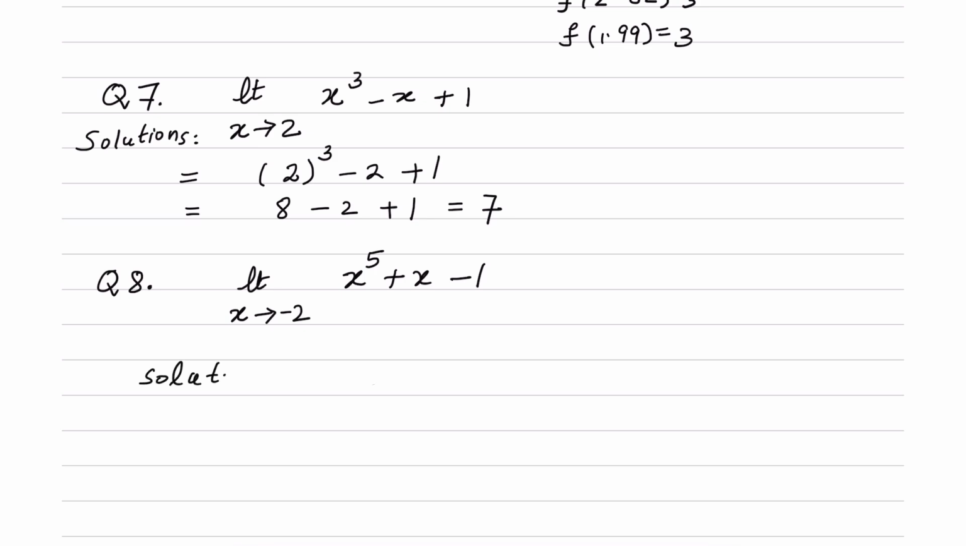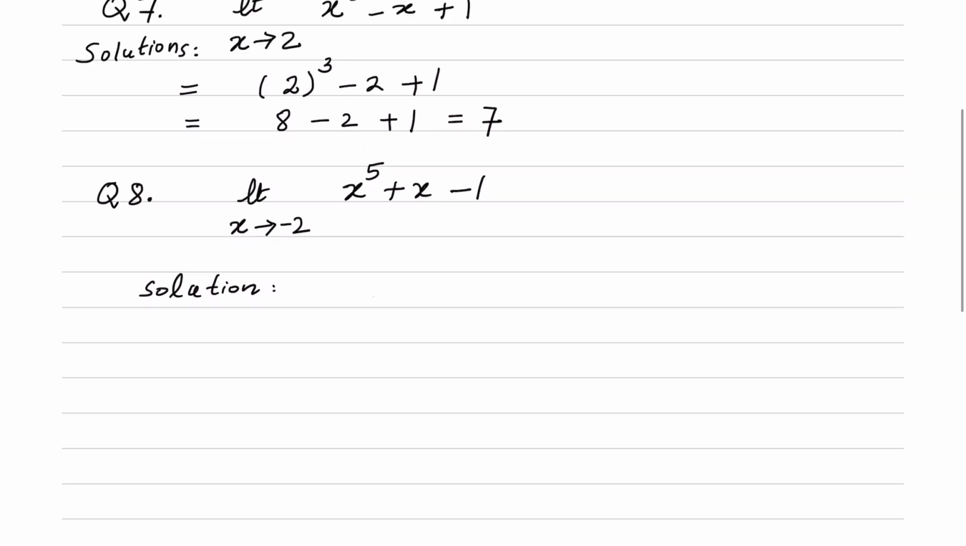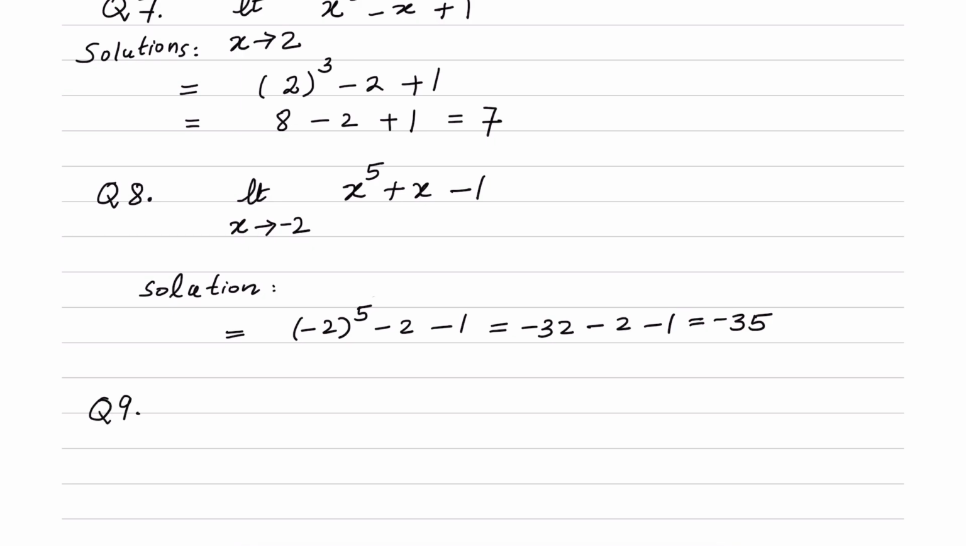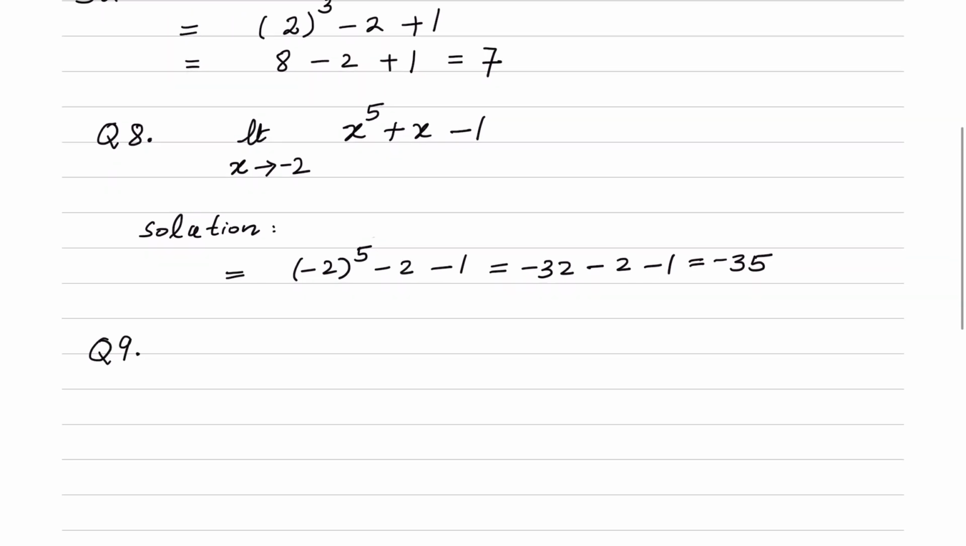So again, since it's a polynomial, we will directly plug in the number minus 2 in the places of x. Minus 2 to the power 5 minus 2 minus 1. When we solve it, we get minus 32 minus 2 minus 1, which is minus 35. So some limit questions are that easy: if you have to find the limit of a polynomial function, then you simply plug in that x value and you will have your definite answer.